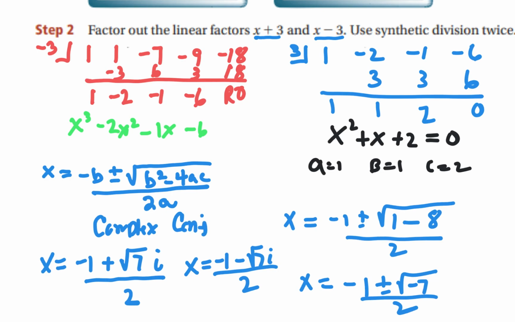Remember, this is a complex conjugate. So we have x plus 3, x minus 3, and then we have x plus or minus 1, square root of 7i over 2. So there are 4 roots and 4 answers.